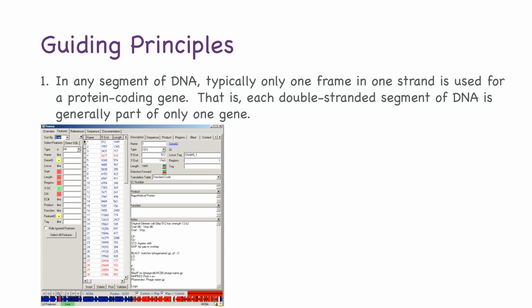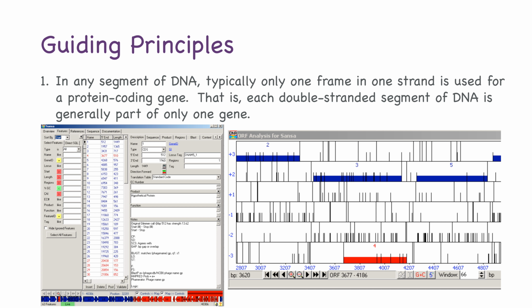So each double-stranded segment of DNA is generally part of only one gene. Here again, we're looking at the 6 different frames. Here's gene 2 of SANSA, here's gene 3, but there's also a reverse gene, number 4 here. Can you see that this is the same region of DNA, and yet there are 2 genes called here? Based on this principle, we would predict that probably only one of these genes is correct.